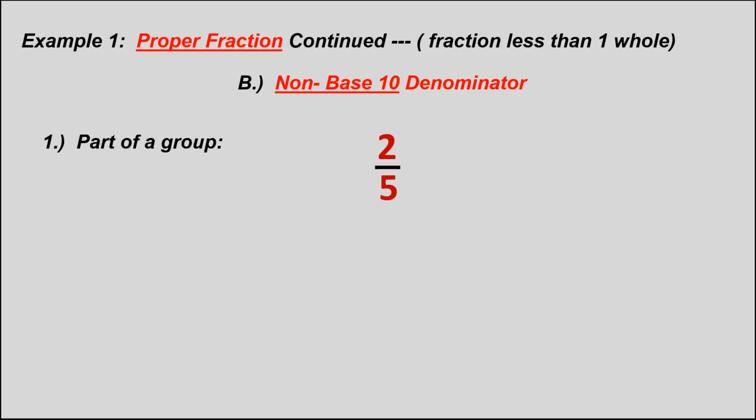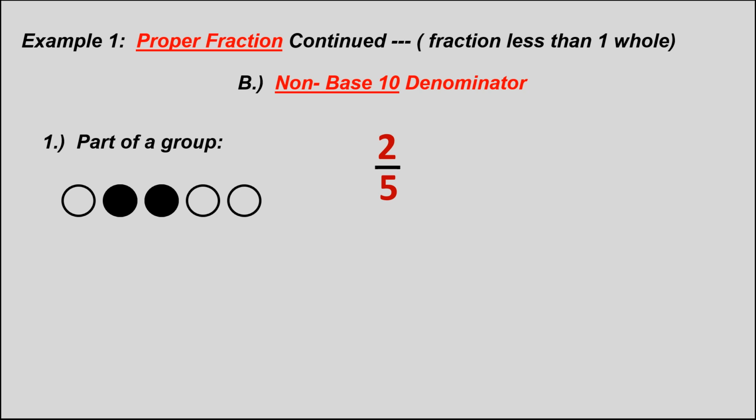Example 1 continued, proper fractions. Part B, a proper fraction with a non-base 10 denominator. Let's choose the fraction 2/5. The part of a group representation. The denominator of the fraction is divided into 5 equal parts or fifths, and 2 equal parts are shaded, its numerator.